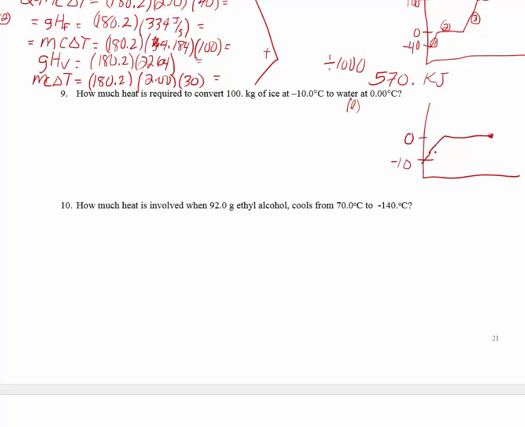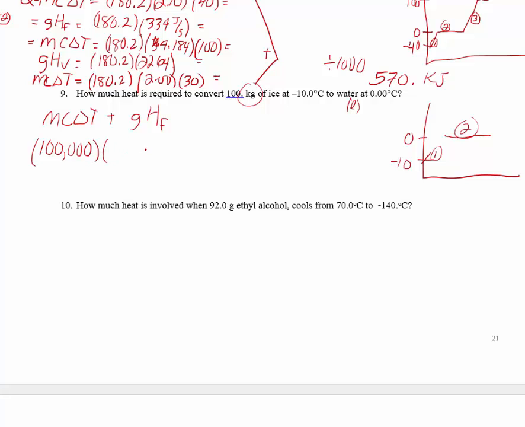So if you look, I only have 2 steps this time, not nearly as obnoxious. I'm going to have mc delta T when it's a solid, and I'll add that to the heat of fusion to melt that entire amount of ice. So 100 kilograms, we need to change to grams. There's 1,000 grams in a kilogram. This number is going to get big again, so we're going to take our answer and put it back into kilojoules. But 100 times 1,000 is 100,000 grams.